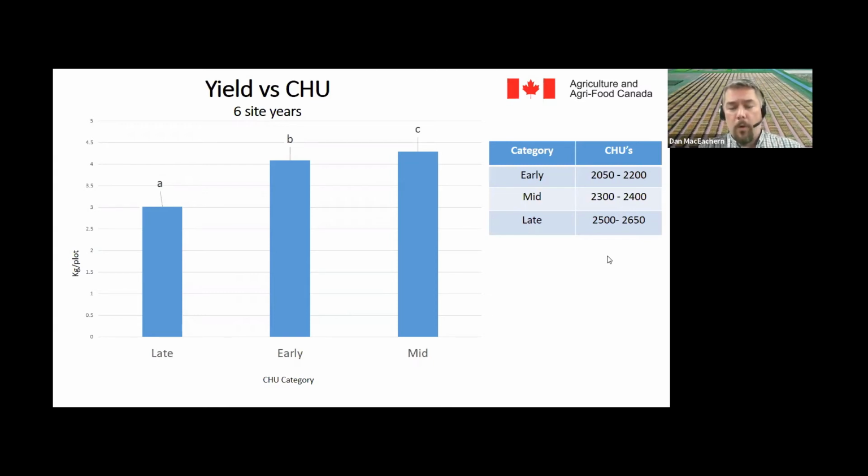Now, another important thing to note, a 2500 to 2600 crop heat unit corn might not be considered late in other parts of the world. It may be considered early, but just for the purposes of this project, this is what we went with.